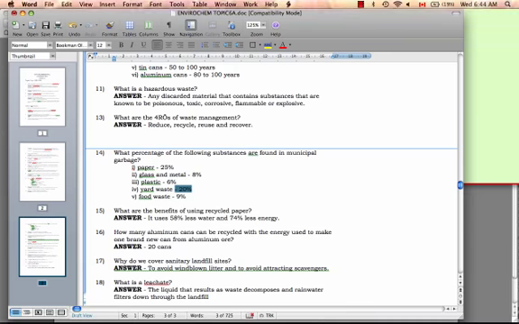What's the benefit of recycling paper? It uses 58% less water and 74% less energy. How many aluminum cans can be recycled with the energy used to make one brand new? 20. Why do we cover sanitary landfills? This is to avoid windblown litter and to avoid attracting scavengers.